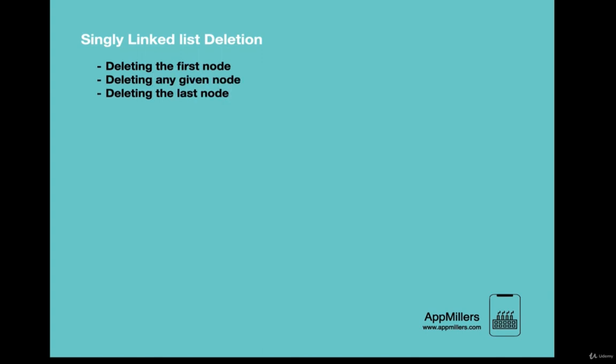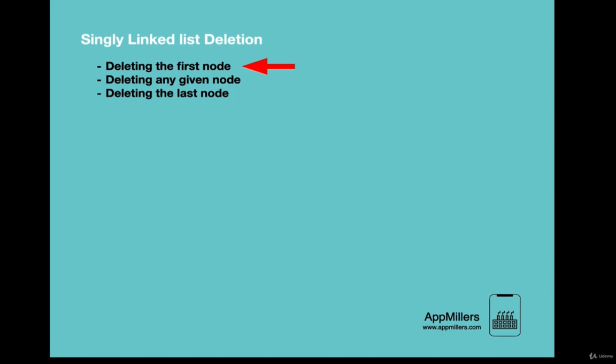So we can delete a node from the beginning of single linked list, and we can delete a node from any given location in the single linked list, and we can delete a node at the end of single linked list. Let's see the first case, which is deleting first node in single linked list. Here, the first thing that we are going to do is to check whether the first node is the only node in the list or not.